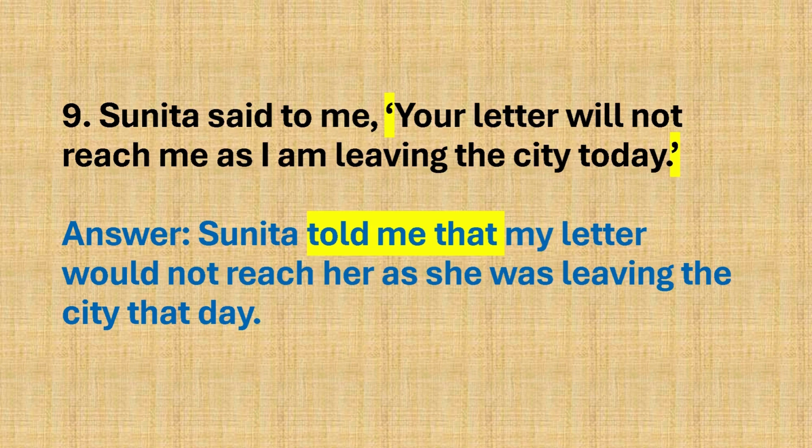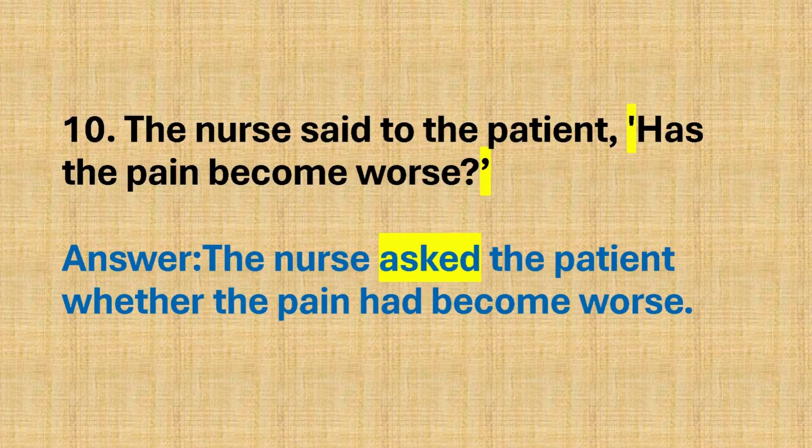Sunita said to me, "Your letter will not reach me as I am leaving the city today." Answer: Sunita told me that my letter would not reach her as she was leaving the city that day. In the above statement, will not changes to would not, am leaving changes to was leaving. Pronoun adjustment: your changes to my to match the first person perspective of the listener. Me changes to her, and time expression today changes to that day in reported speech.